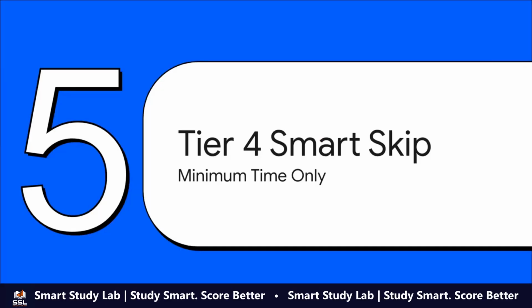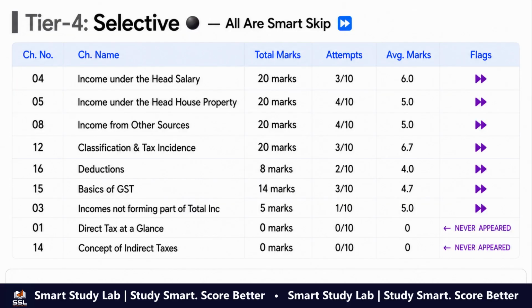Section 5, Tier 4, the Smart Skip. This is my favorite part because this is where I give you data-backed permission to relieve a ton of your study pressure. A staggering 9 whole chapters fall into Tier 4. Chapters 1 and 14 have literally never appeared in 10 exams. 0 marks. The others appear very irregularly. If you combine all 9 of these chapters, they yield a total of only 9.6% of all exam marks. Let me be clear. Skimming these chapters is not you taking a careless risk. It is a highly calculated necessity to protect your valuable time.